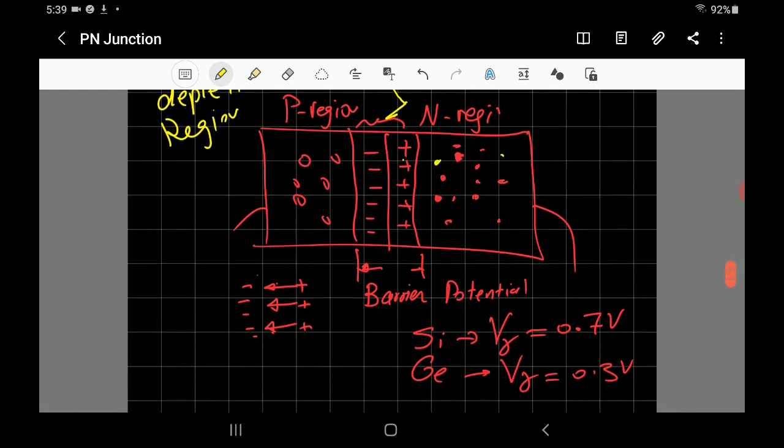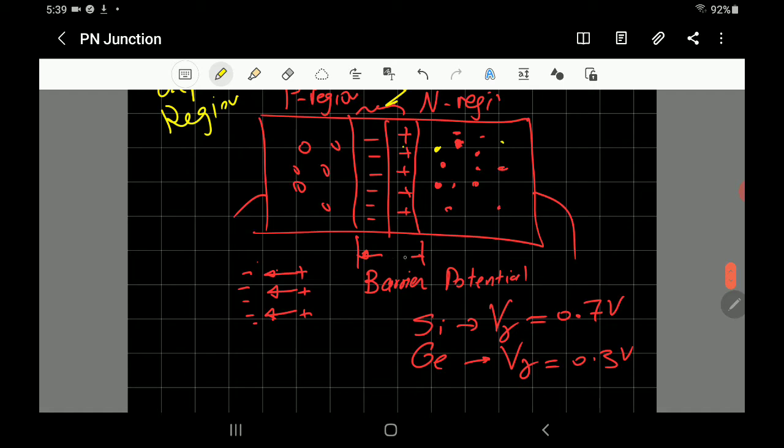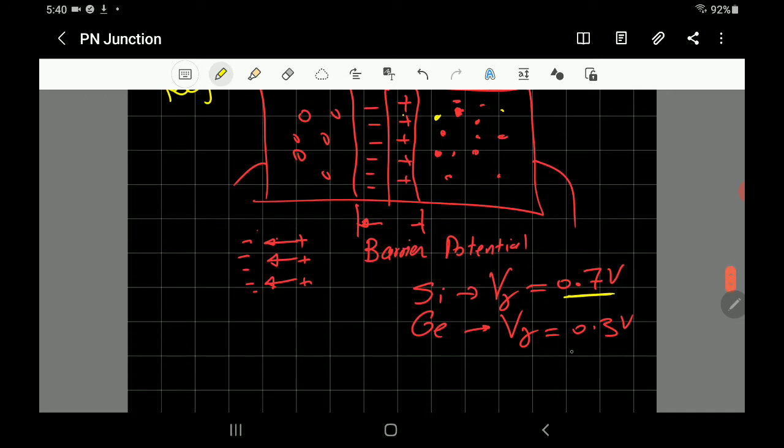To overcome this region, you have to apply voltage to give energy to electrons to cross or diffuse to the other side. And this voltage depends on the material. If it's made of silicon, you need more than 0.7 volt. If it's germanium, you need more than 0.3 volt to diffuse. Okay.